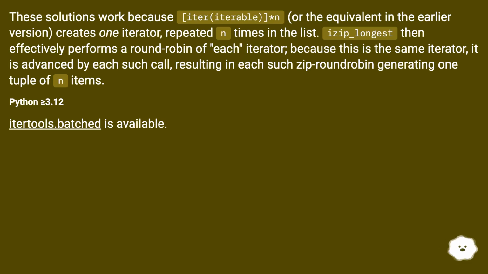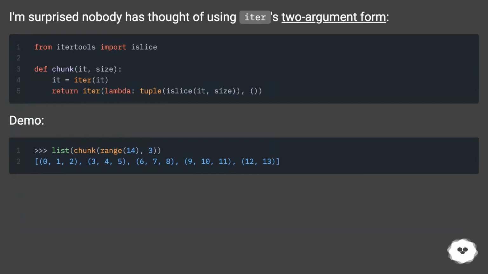Python greater than or equal to 3.12: itertools.batched is available. I'm surprised nobody has thought of using iter in its two-argument form.